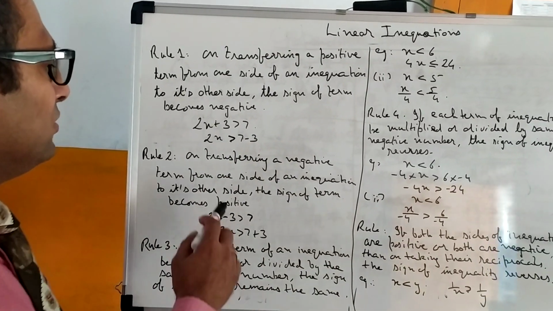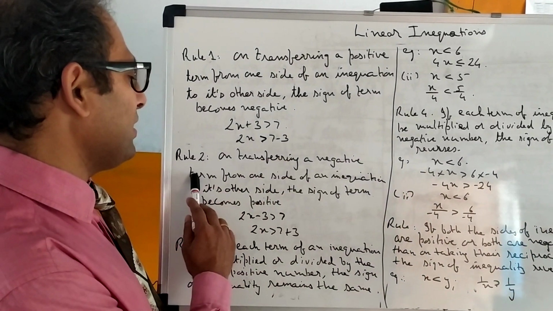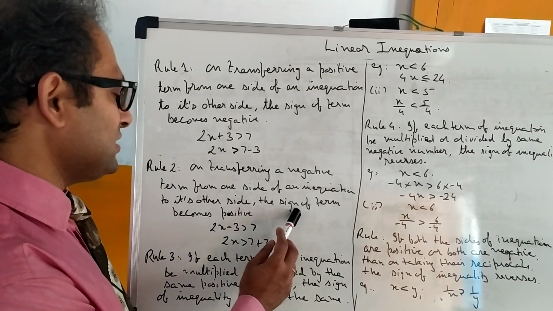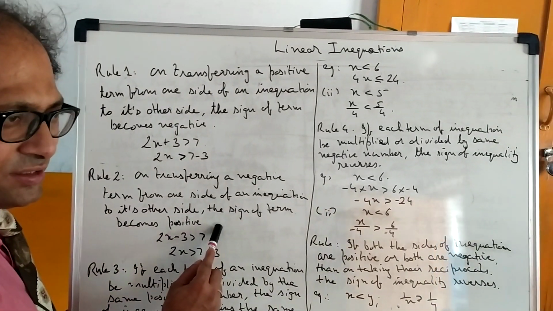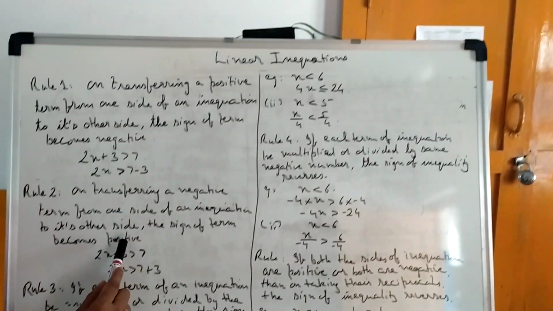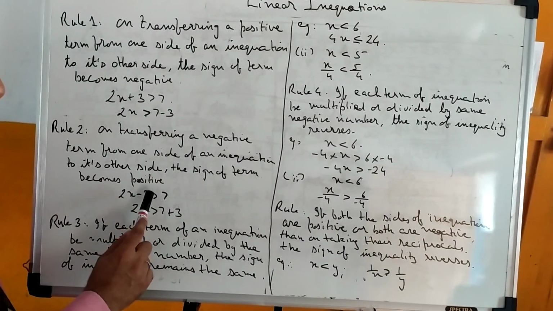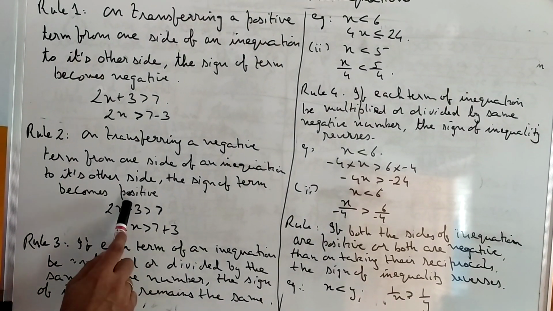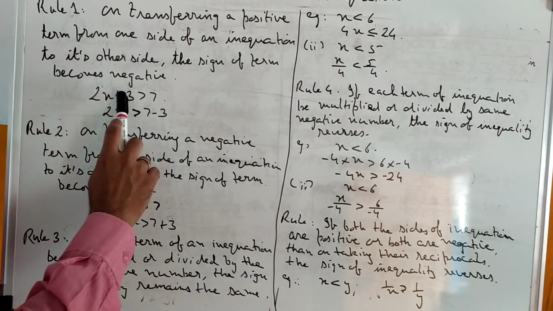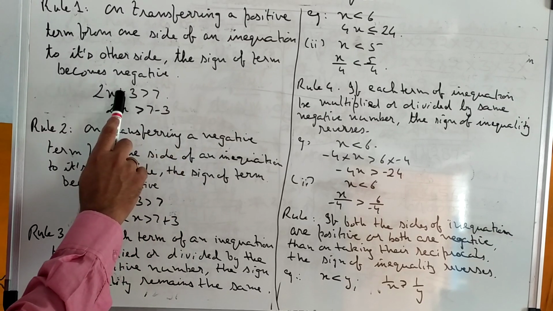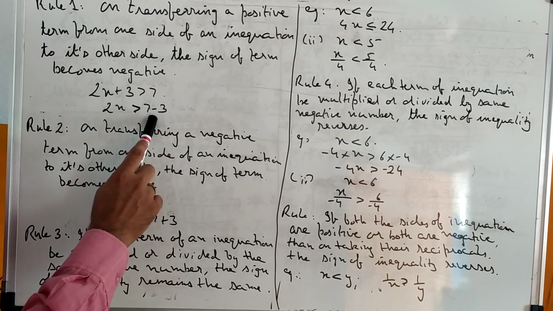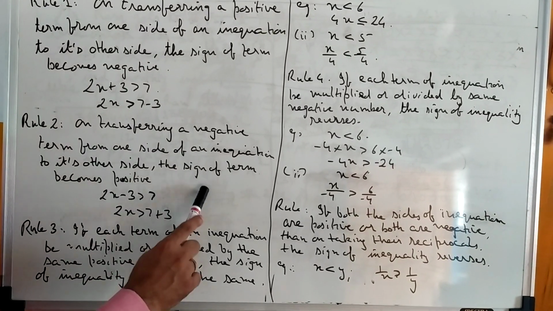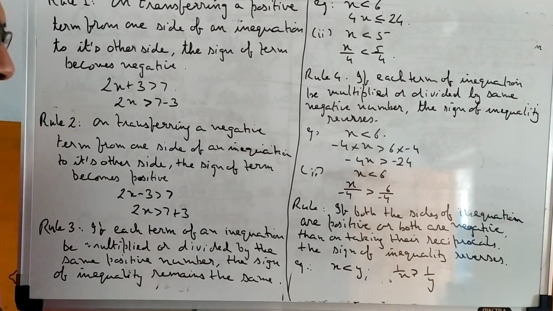Similarly, the second rule: on transferring a negative term from one side of an inequation to its other side, the sign of the term becomes positive. Same, it was positive here, here it is negative. When it comes to the other side, it will become positive. So what does it mean? The sign will change when it goes to the other side of the inequation. If it is positive, it will become negative when going to the other side. If it is negative, it will become positive when going to the other side.